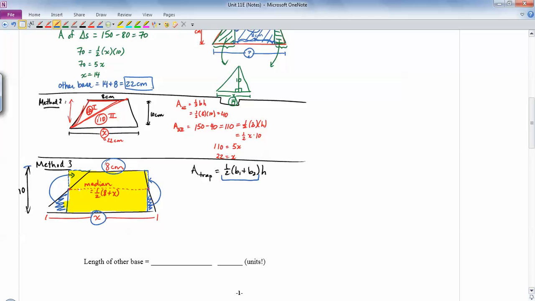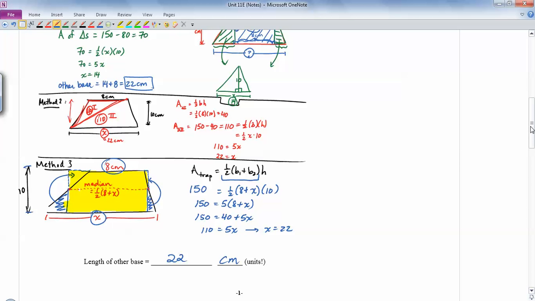And then I'm going to multiply it by the height of the rectangle, 10. So the area of the trapezoid, 150, turns into 1/2 (8 plus x) times the height, 10. So if we work this out, half of 10 is 5, so 150 equals 5 times (8 plus x). We could distribute: 150 equals 40 plus 5x. So 110 equals 5x. So then x equals 22. So we've got 22 centimeters for the length of the other base. Three different ways.